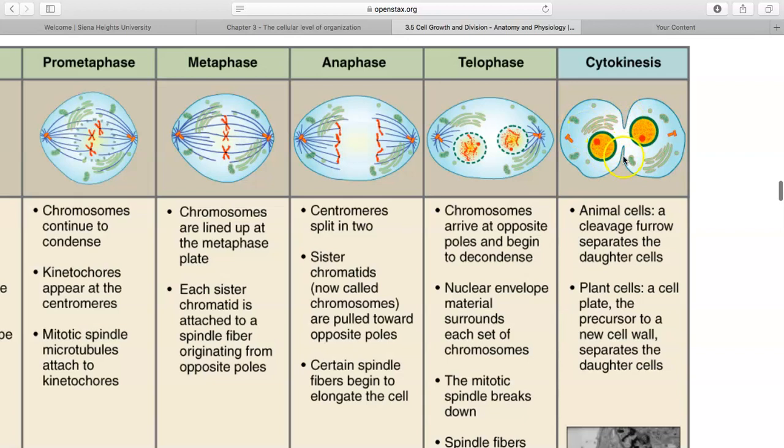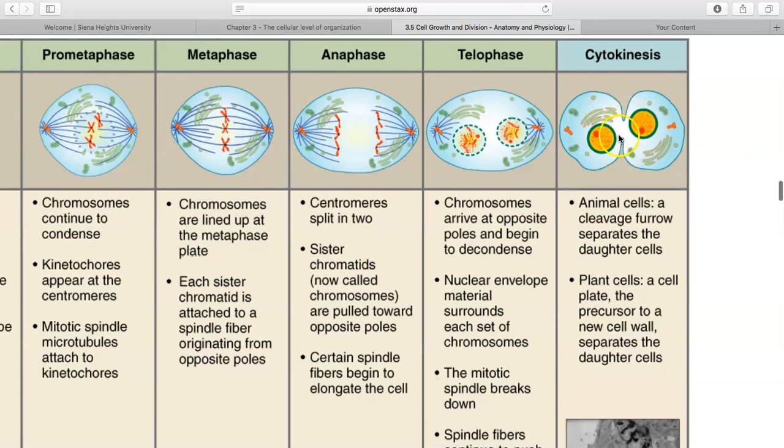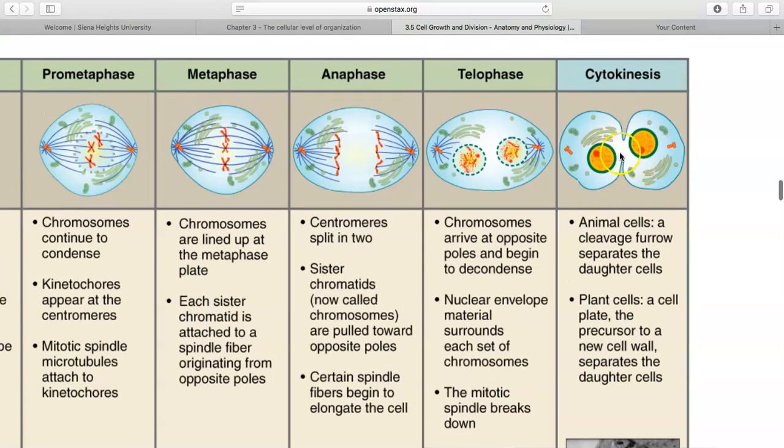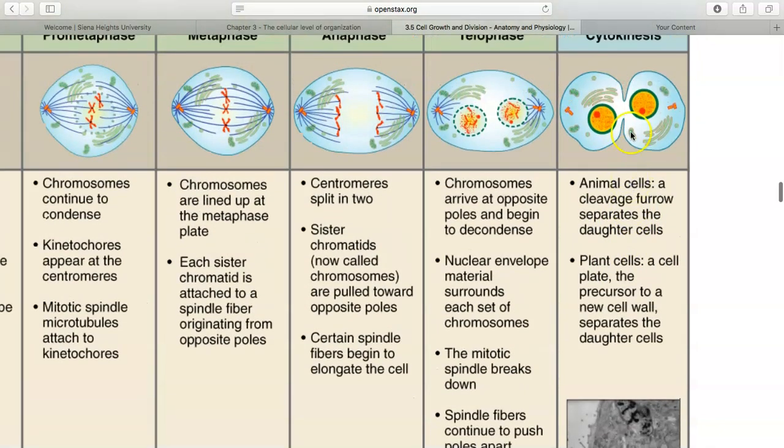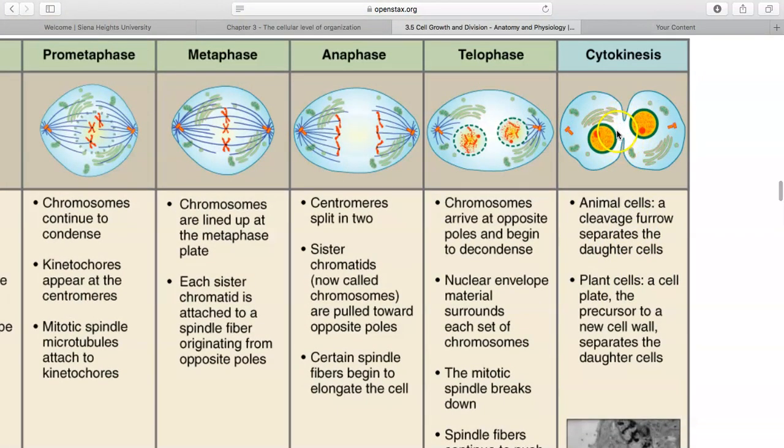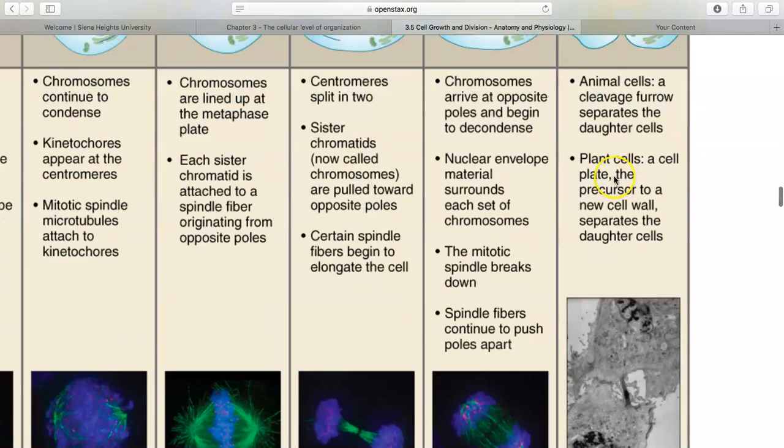Finally, we get to cytokinesis, where we get that cleavage furrow. Remember, these are the microfilaments, that actin filaments, that are sort of pinching the two cells apart. In animal cells, in plant cells, you'll get what is called a cell plate, which is just a precursor to a cell wall, which plant cells have that makes them different from animal cells. But basically, cytokinesis ends with the formation of two identical daughter cells.